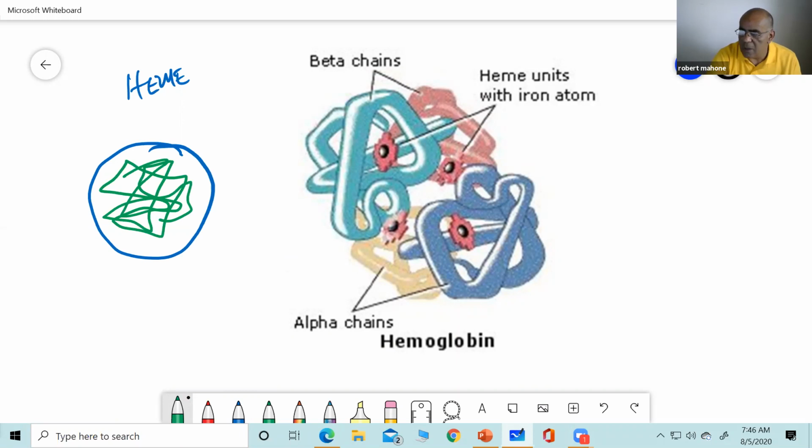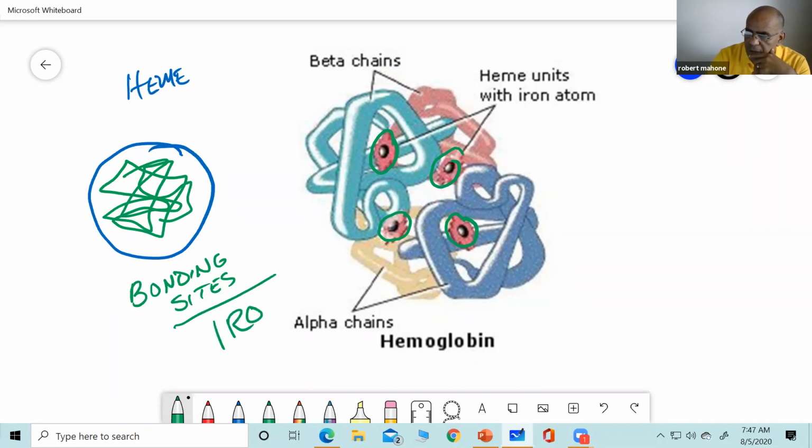Okay. Now, what's important about this molecule is these things right here. There are 4 of them. Referred to as bonding sites. And these bonding sites contain a very, very important mineral for us. That mineral is called iron.